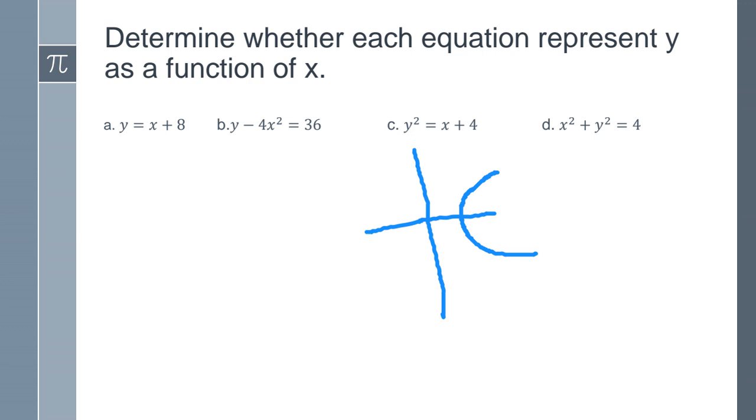Okay, here we go. There we go. Thank you. You see that I have my line crossed at 2 points. So hence C is not a function.